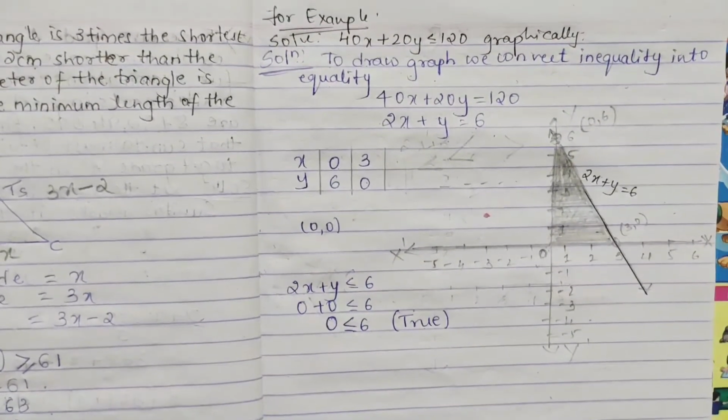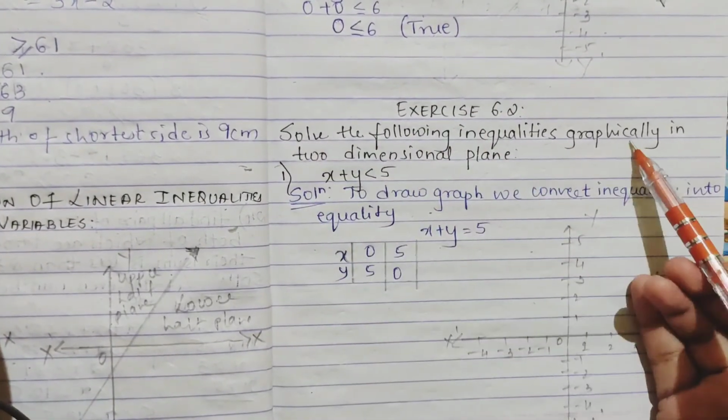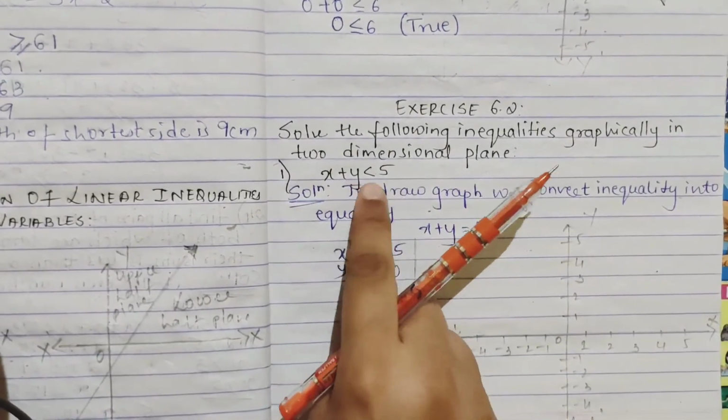Let's proceed to our exercise part. So I have taken exercise 6.2. Solve the following inequalities graphically in two-dimensional plane. So first question, x plus y less than 5.